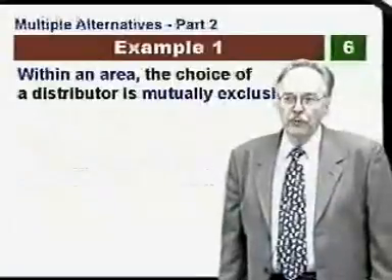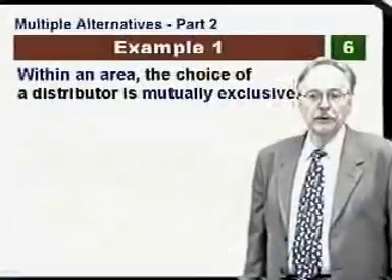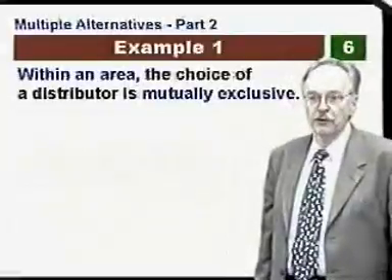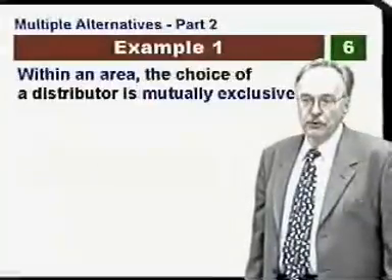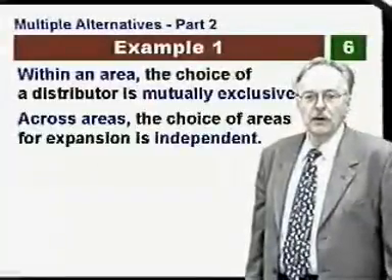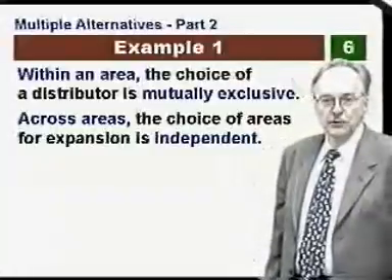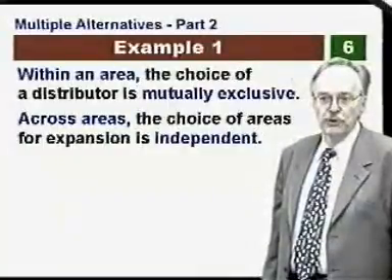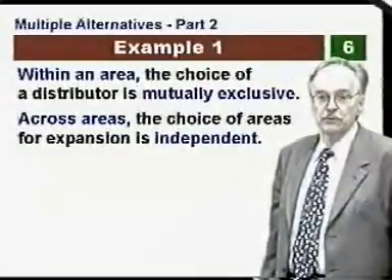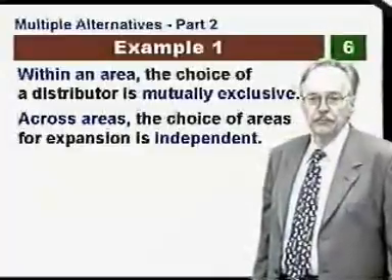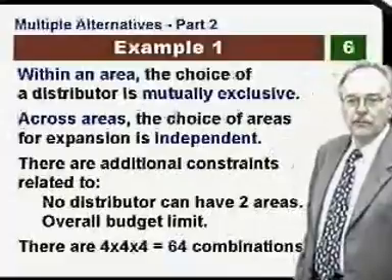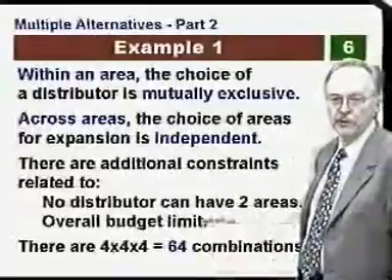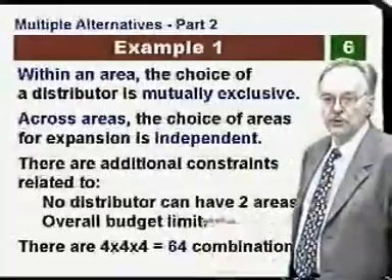Now, from the viewpoint of forming combinations, we can say that within an area, the choice of a distributor is mutually exclusive. We will only select one for practical reasons. We, of course, can select none of them. Across the areas, we say that the choice is independent because we might select area E or F or G or any combination of those. So the areas are independent. And there are some additional constraints. No distributor can have two areas, and if we have the overall budget limit, then that complicates the situation.